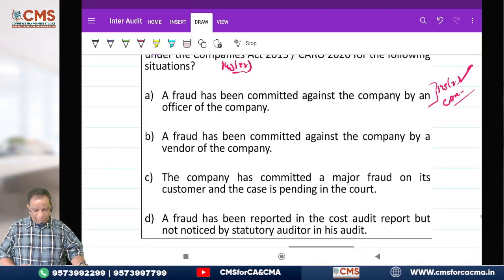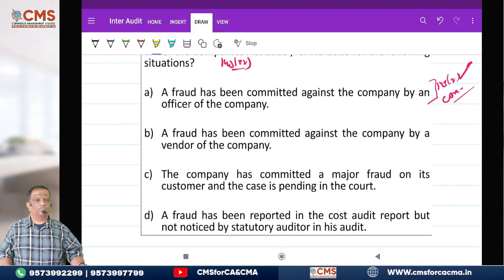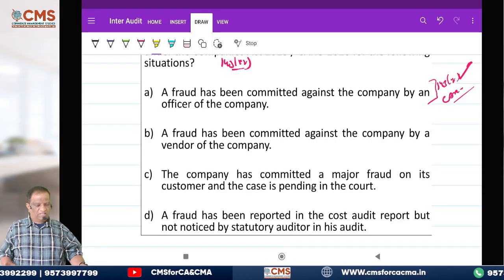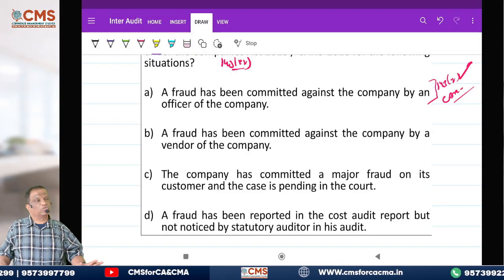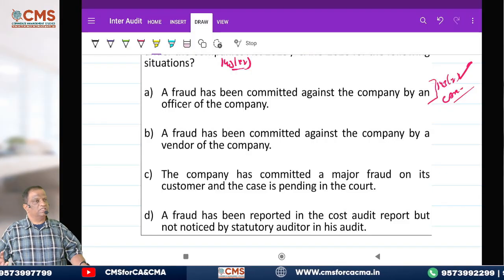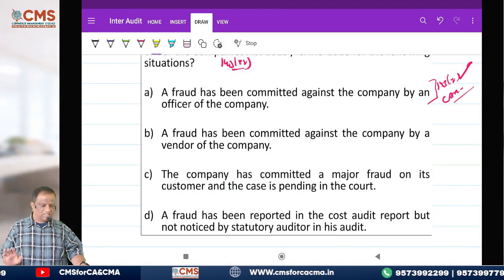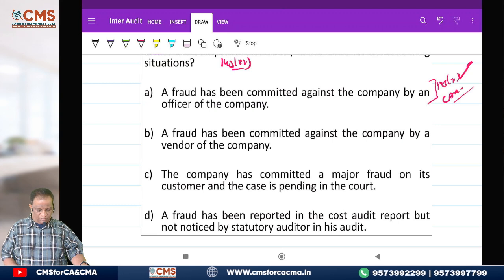Then the third one, the company has committed a major fraud on the customer. Company cheating customers, included or excluded? Excluded. So the inclusion list is very simple. Only employees and officers. That's all. Rest all, that is the customers and all these people, will not be there in it.